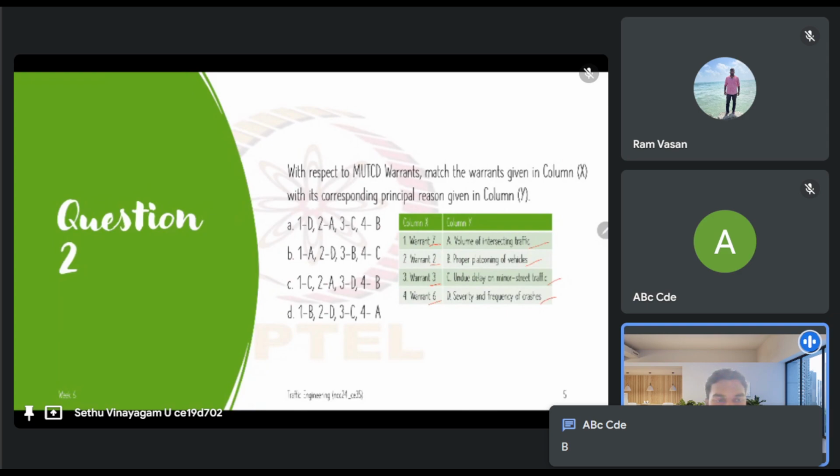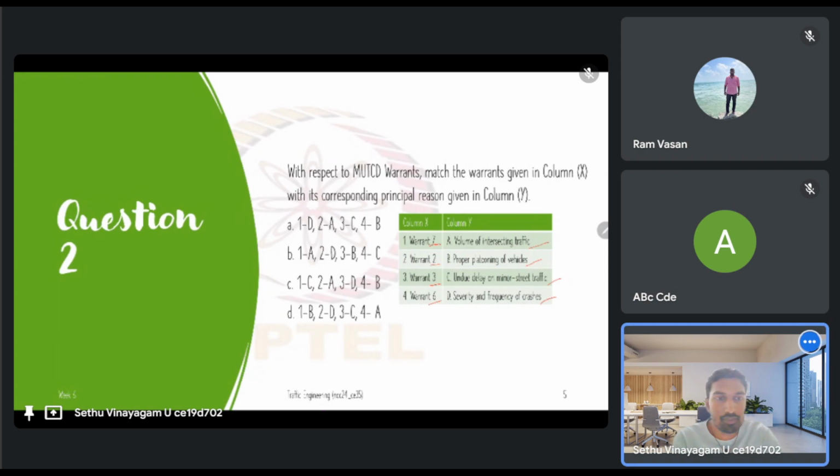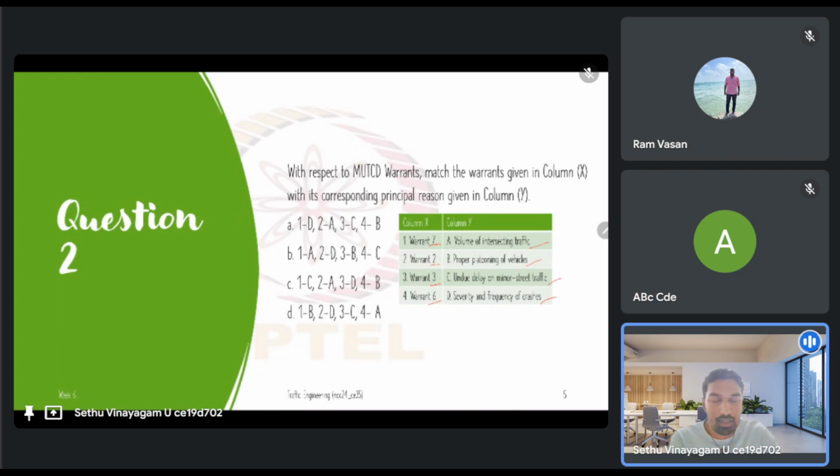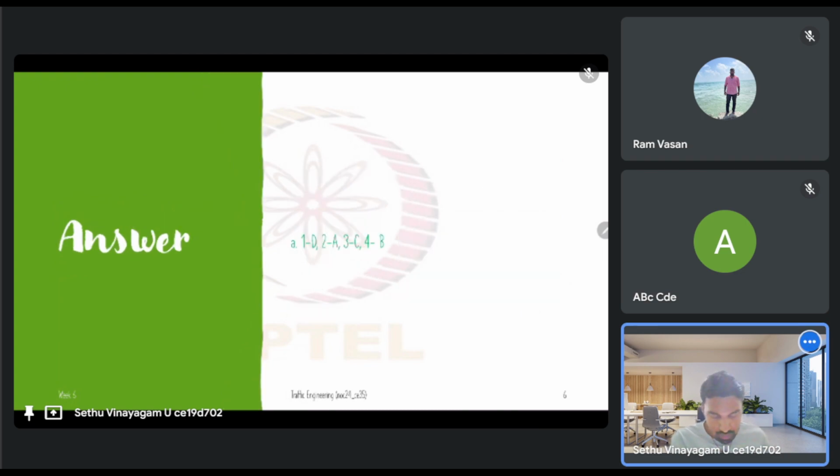Okay, option B. Any other answer? Okay. So the right answer is option A. Okay, so where 1 is matched with the 2A, 3C, and 4B.